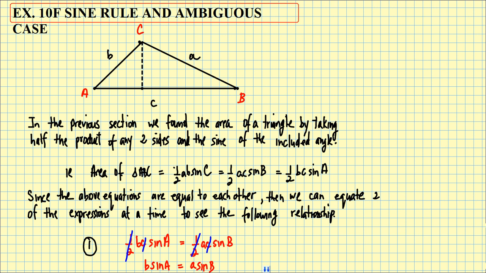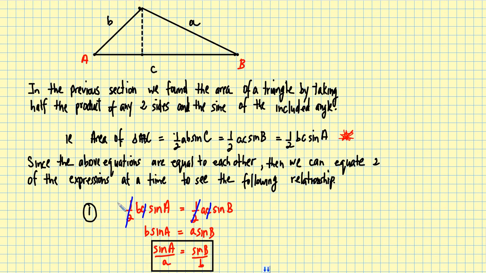So again, in the previous section we found the area of the triangle by taking half the product of any two sides and the sine of the included angle. And the formula that we came up with was 1/2 AB sine C equals 1/2 AC sine B, which equals 1/2 BC sine A. Because all these equations are equal to each other, we can equate two of the expressions at a time to see the following relationship. So I took 1/2 BC sine A and made it equal to 1/2 AC sine B.